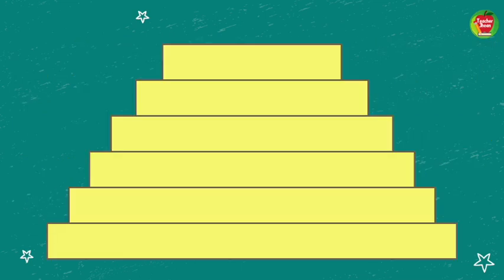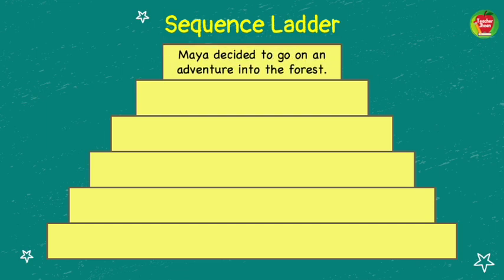Now let us see if you can recall the story, which we're going to use as sequence ladder. What do you think is the first thing that happened in the story? You're right. Maya decided to go on an adventure into the forest. What's the next one? She heard the birds on the branches of the trees.